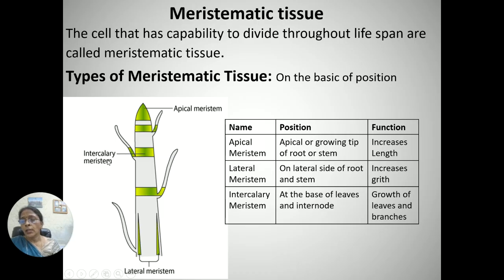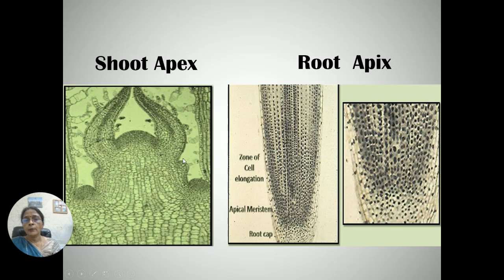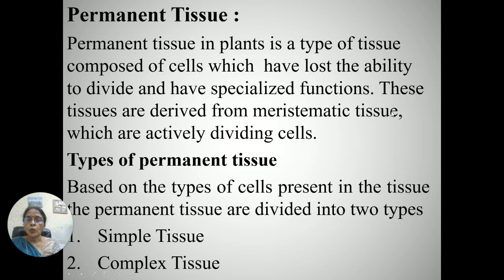One of the important points is that the growth which takes place by the activity of the apical and intercalary meristems is called primary growth, whereas the growth which takes place by the activity of the lateral meristem is called secondary growth. Therefore, with the help of lateral meristem, the secondary growth takes place. One of the best examples of the lateral meristem is the cambium. This diagram shows the shoot apex and the root apex.